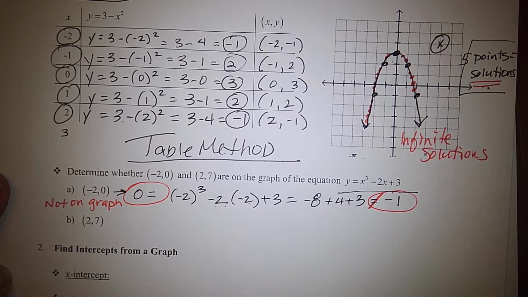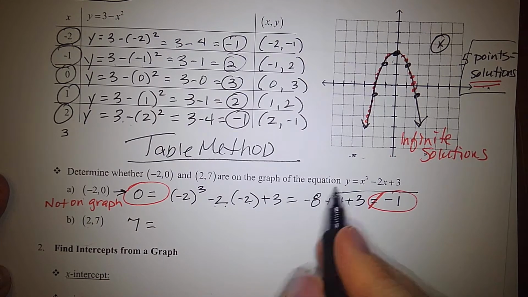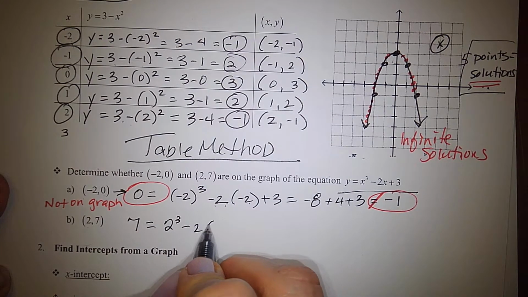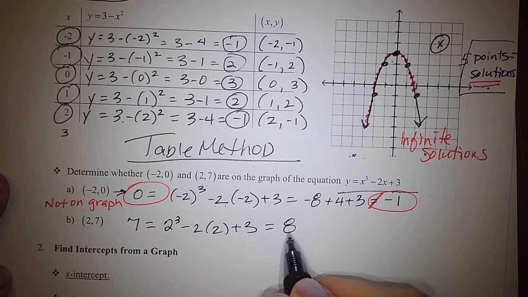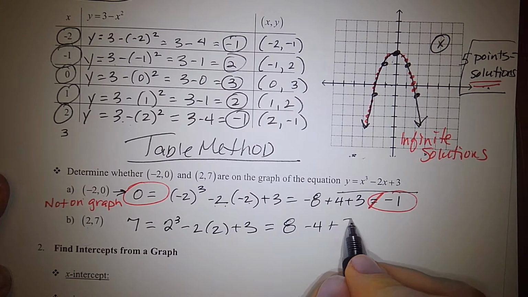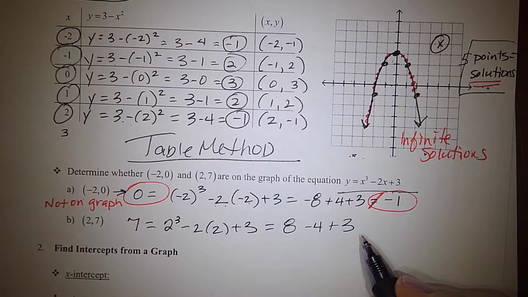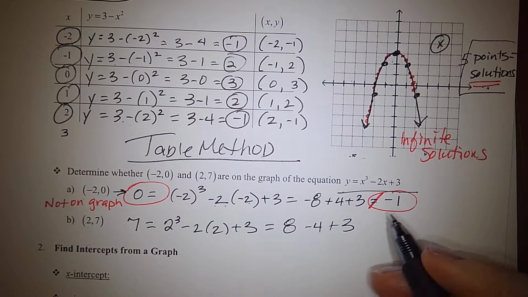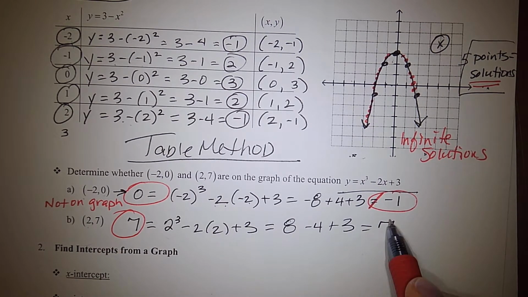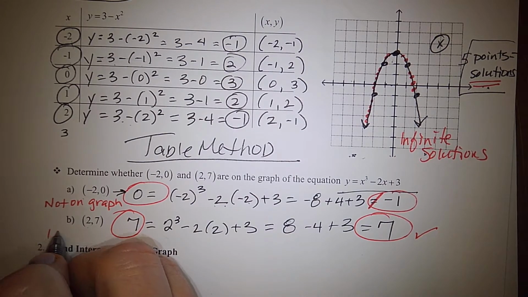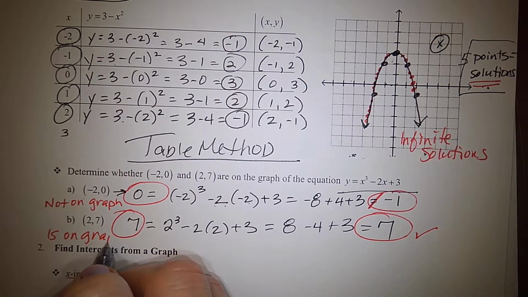So let's try another one. This time we'll try 2, 7. Again, we plug 7 in for y, and we plug 2 in for x, and we see whether those 2 sides are equal. On the right-hand side, I have 2 to the third, which is 8, minus 4, plus 3. And you see 8 minus 4 is 4, plus 3 is 7. If we compare the left side with the right side, you can see that definitely those 2 sides are equal. So that means 2, 7 is on the graph.